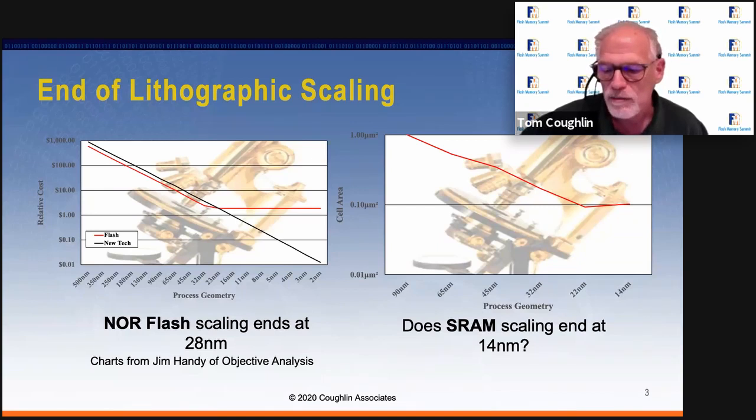The chart on the right plots the cell area for SRAM cells that were presented at an IEEE conference over the last few years. Although the cell size has been shrinking to keep pace with the process geometry, which runs along the horizontal axis, it suddenly stopped shrinking as the process transitioned from 22 to 14 nanometers. In addition, SRAM is much larger than the persistent memory candidates.